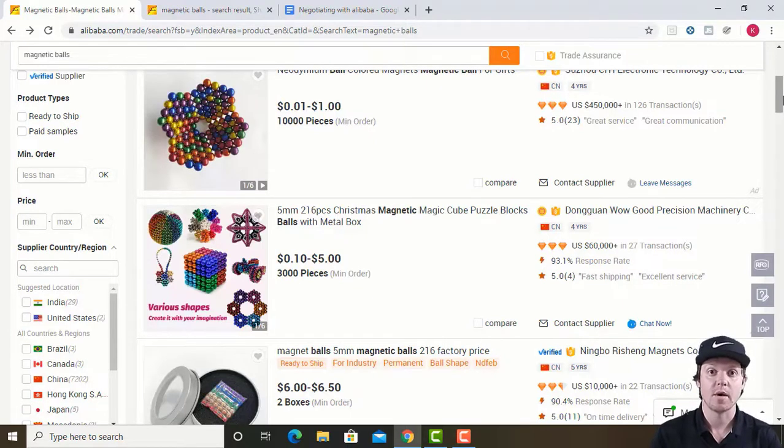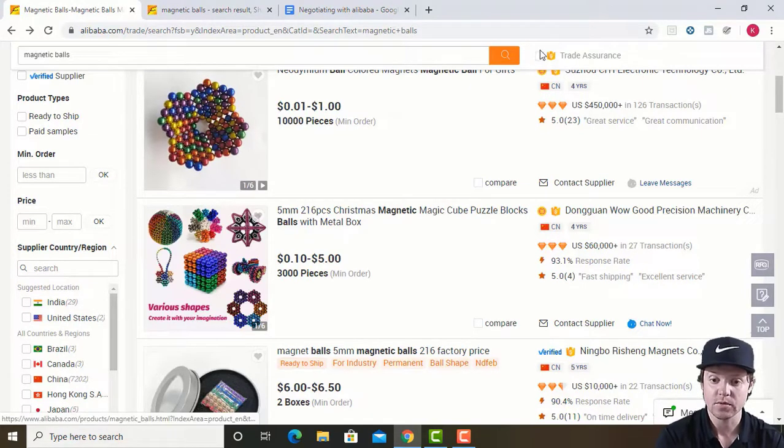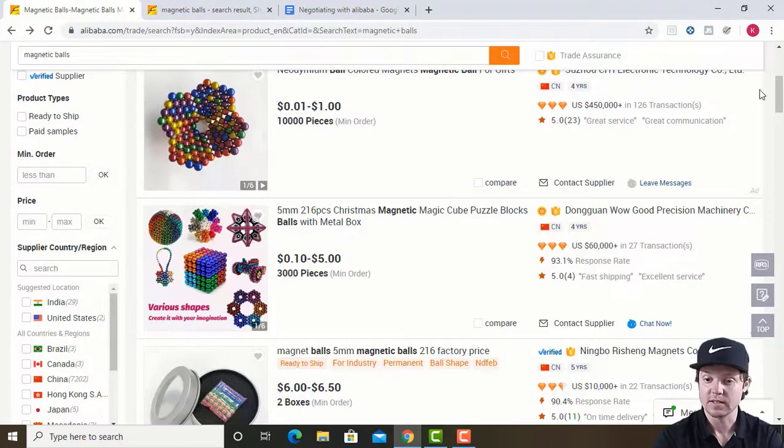As you guys can see here, I'm on the Alibaba page, and I typed in magnetic balls, my product. And just a tip real quick, guys, is always hit Trade Assurance. Trade Assurance is going to protect your money through this process, so it should put your mind at ease when you're doing these payments with these suppliers.